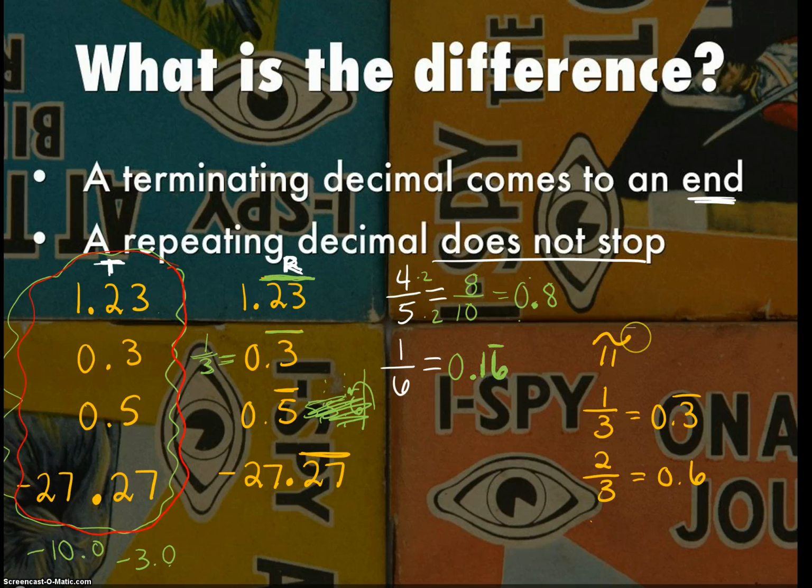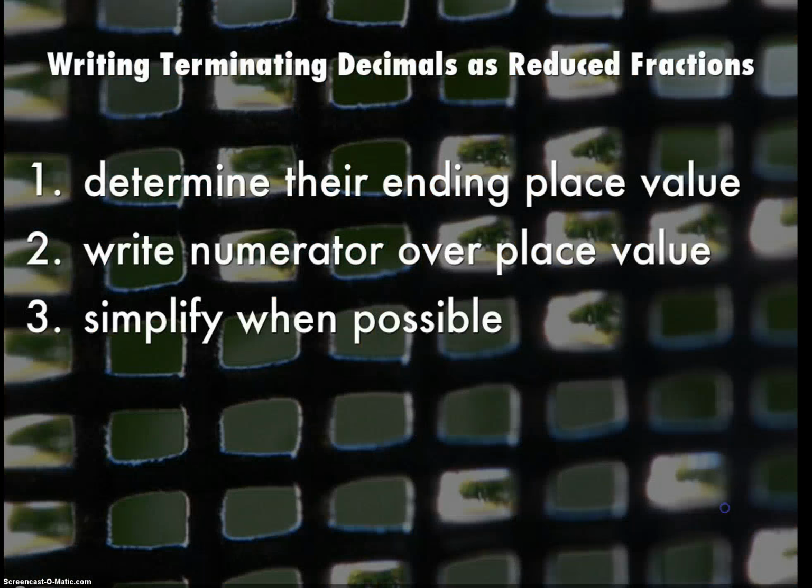Pi is not a terminating or a repeating decimal. It's neither. It doesn't end, but it also doesn't repeat. So when classifying terminating or repeating, pi does not fit. 1/3 fits because when you divide 1 by 3, you get 0.3 forever, which we put over here. 2/3 is 0.6 forever, so you put that bar over the 6. Those are just some examples. There are many out there.